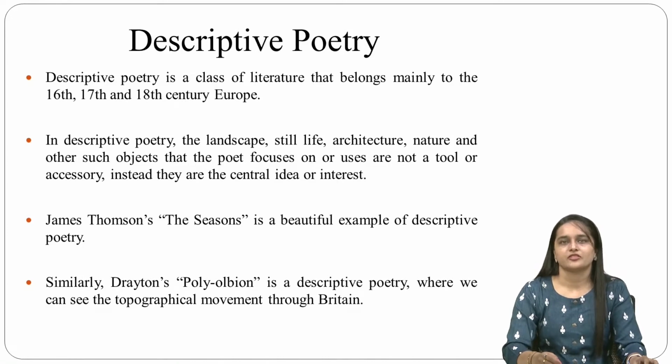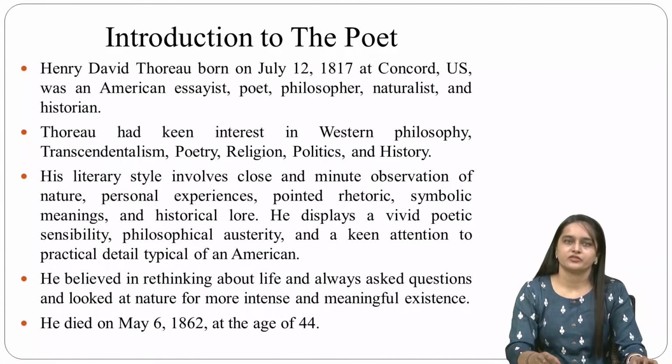For example, James Thomson's poem, The Seasons, is a beautiful example of descriptive poetry. Here the landscape is of main interest. Similarly, Drayton's Polyolbion is a descriptive poetry, where we can see the topographical movement through Britain. In other words, descriptive poetry is a poem which uses detailed words in order to create imagery of a person, animal, or inanimate object. Now let's move toward the introduction to the poet.